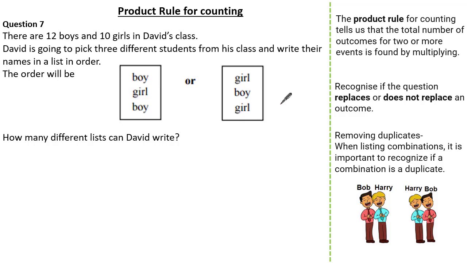Now let's look at our last question. Here the question states there are 12 boys and 10 girls in David's class. David is going to pick 3 different students from his class and write their names in a list in order. The order will be boy, boy, girl, or girl, boy, girl. How many different lists can David write? See if you can give it a go and press pause if you need.